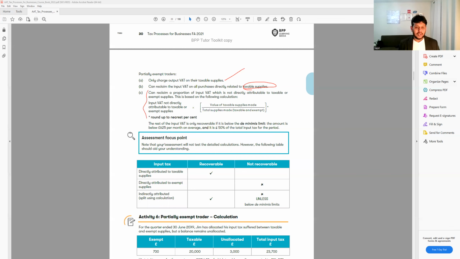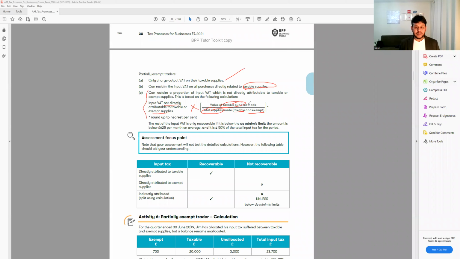What is the formula? Input VAT not directly attributable to the taxable or exempt supply. For example, 500, it does not belong to taxable, it does not belong to exempt, it is just unallocated. So I put this amount here and multiply by the value of the taxable supply made over the total supply made. Taxable supply on the top and total supply made at the bottom. Total supply means taxable plus exempt.